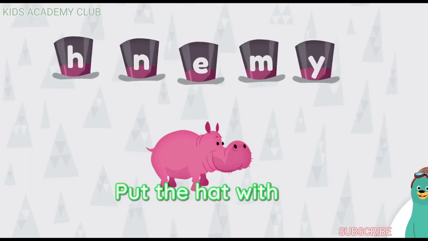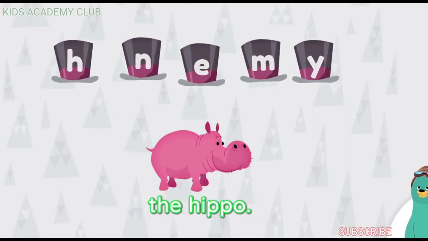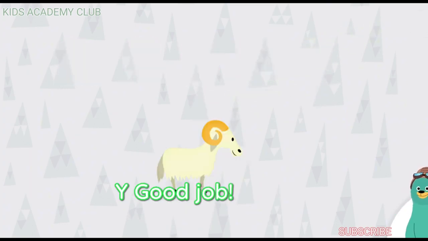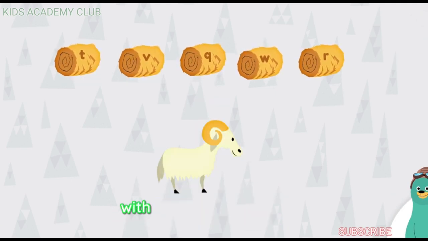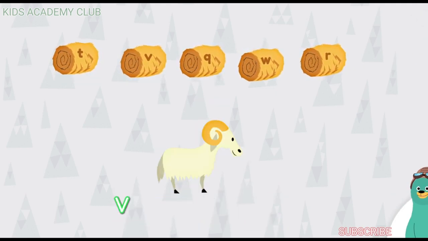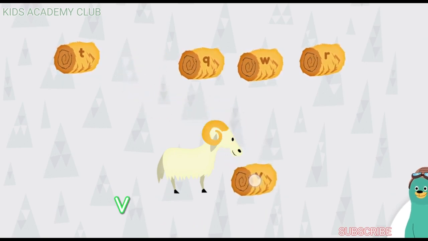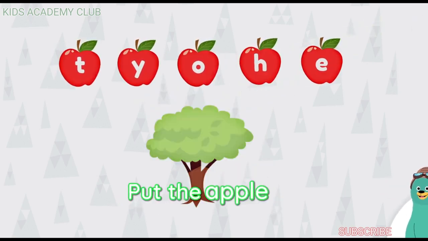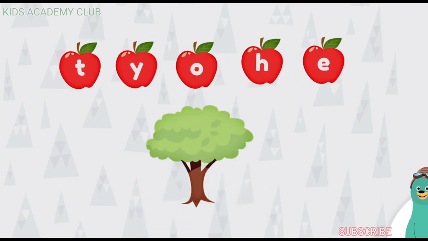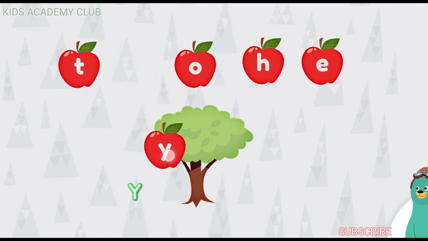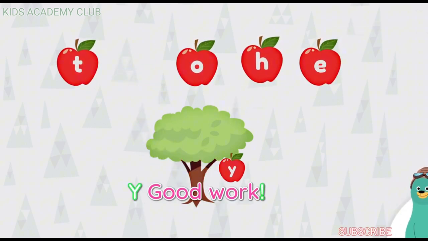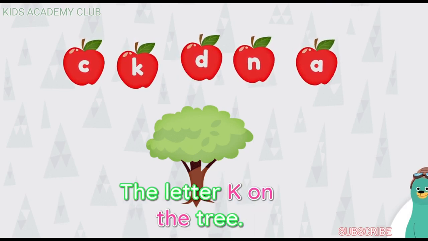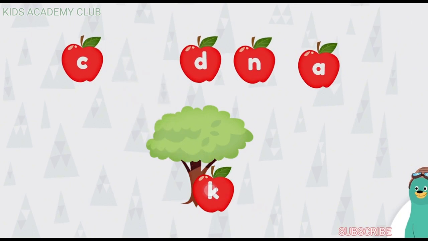Put the hat with the letter Y on the hippo. Yeah. Good job! Give the ram the hay with the letter V. Good thinking! Put the apple with the letter Y on the tree. Yeah. Good work. Put the apple with the letter K on the tree. K. Great.